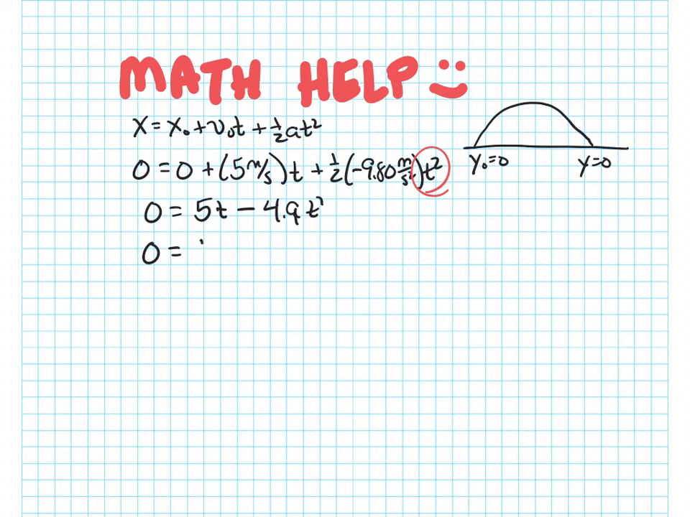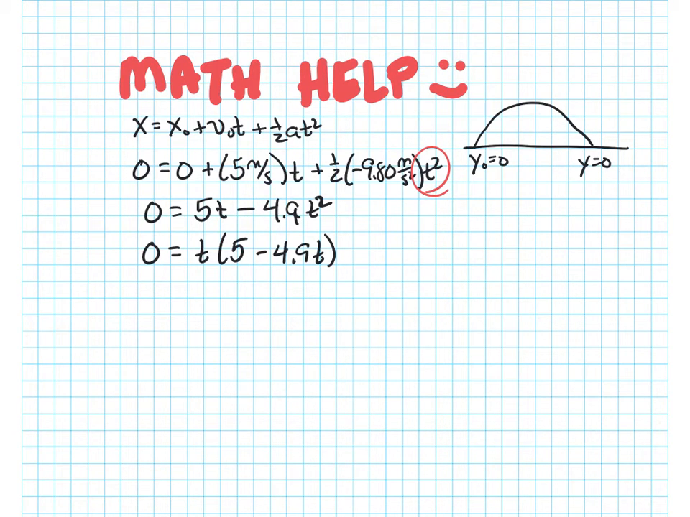0 is equal to, I'm going to pull the t out of the 5 minus 4.9, and it's t squared, so that's 2 t's. I'm going to pull one of those t's out just so it's like this. So if I multiply everything by t, you can see how I get the original equation above.